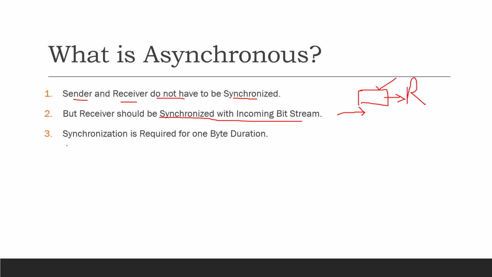As per the third statement, synchronization is required for 1 byte duration. When the receiver comes to know that information has arrived, the receiver is continuously synchronized with the received information signal up to the end of the information. When the information ends, the receiver stops its synchronization. So you can say that this is 1 byte of the information. That's why for 1 byte duration the receiver is in a synchronous state.